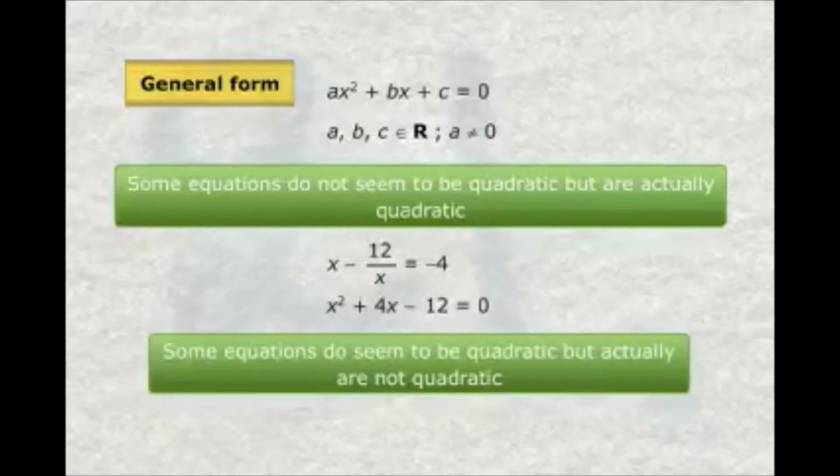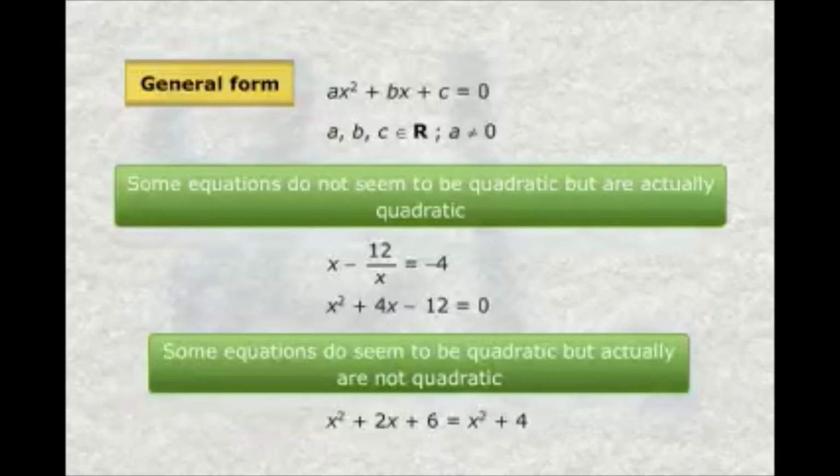Similarly, some equations actually look like quadratic equations, but they are not. For example, x squared plus 2x plus 6 equals x squared plus 4. Now, if you start simplifying this equation, x squared cancels out on both the sides. And what do you get? 2x plus 2 equals 0. And hey, this is a linear equation, right? So whenever you come across a question in which you need to identify whether the equation is quadratic or not, always simplify the equation first. Only then can you tell whether the equation is quadratic or not.